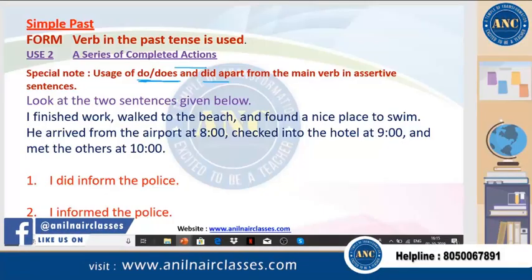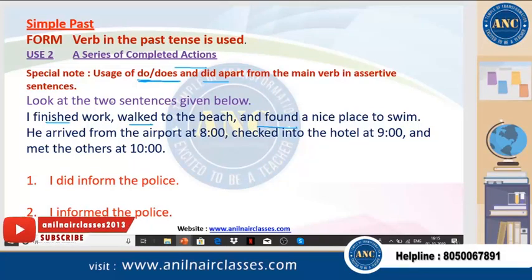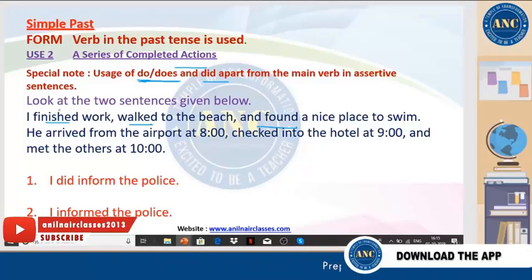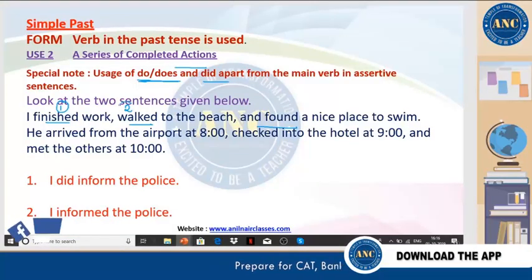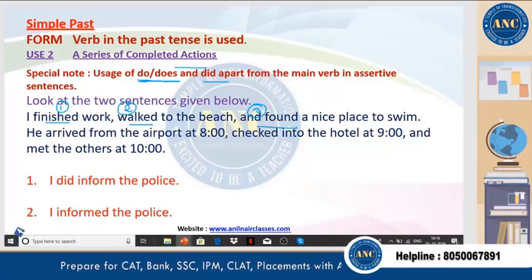Look at the sentences which are given below. See, I finished work, I walked to the beach, I found a nice place to swim. All the three actions are there in the series, right? So we have the first action, we have the second action, we have the third action. All the three are in the simple past only.